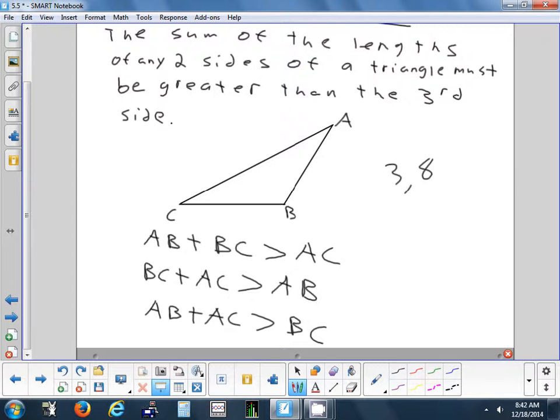Anybody know the biggest that the third side could be in this triangle? If you had sides of 3 and 8, it would have to be smaller than this number. It has to be smaller than 11, because 3 plus 8 is 11. Would 10.9 count? Yep. Anything less than 11.